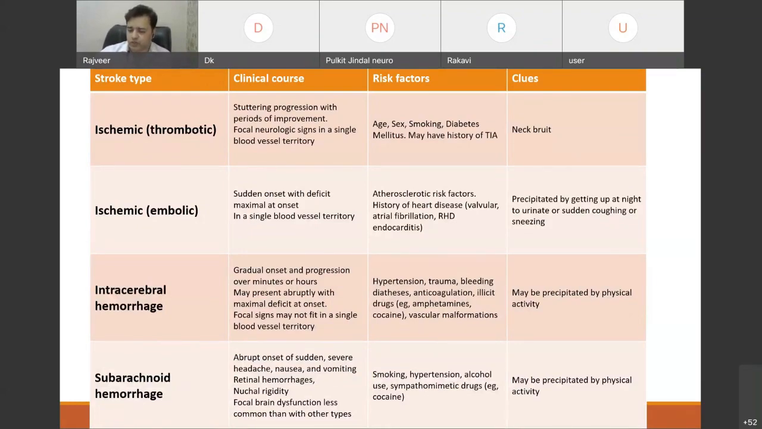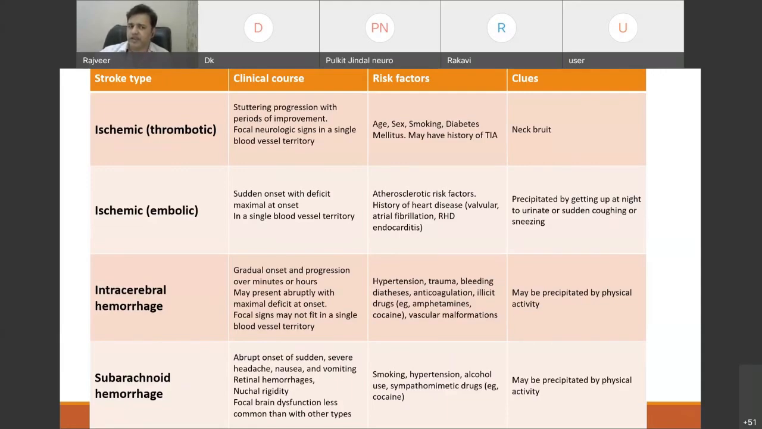Thrombotic stroke may present with acute onset, maximum deficit at presentation, or the patient may present with stuttering progression, like the patient will develop some weakness, then plateau, then again weakness, then plateau. And usually this weakness is present in one vascular territory, like ACA, MCA, or PCA.